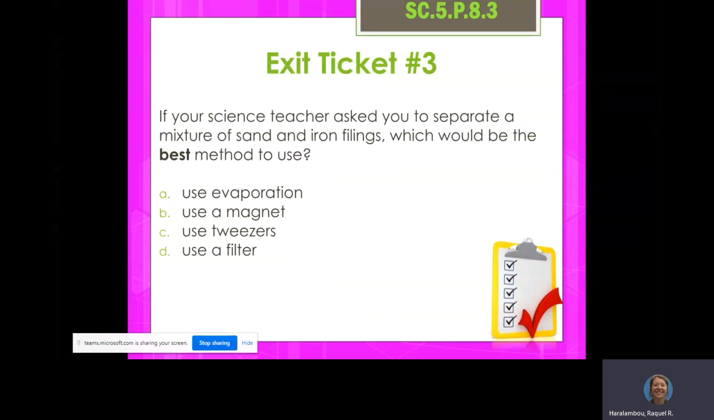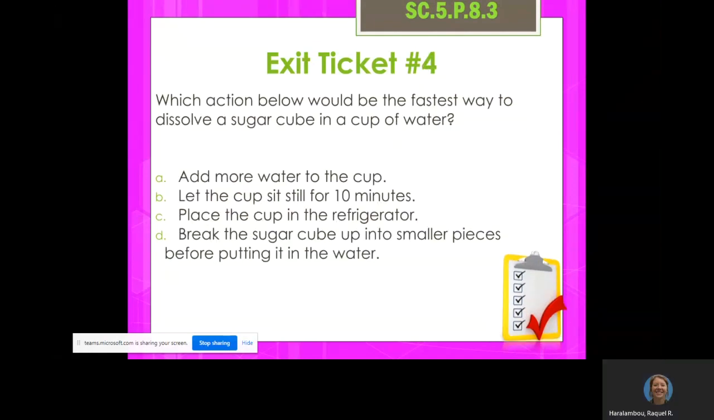Here we go. Last one. If your science teacher asked you to separate a mixture of sand and iron filings, which would be the best method to use? So you see that keyword iron filings. A, evaporation. B, a magnet. C, tweezers. Or D, a filter. Good. B, a magnet. If I put a magnet into sand and iron filings, my iron filings would stick to the magnet, leaving just sand.